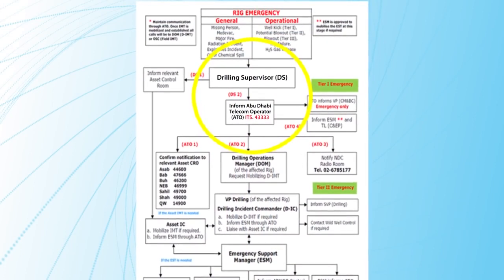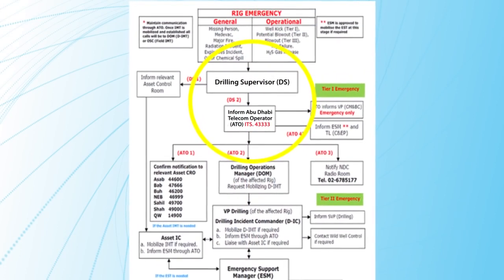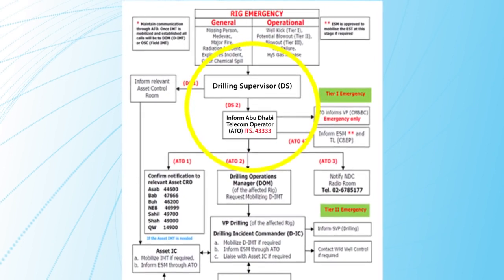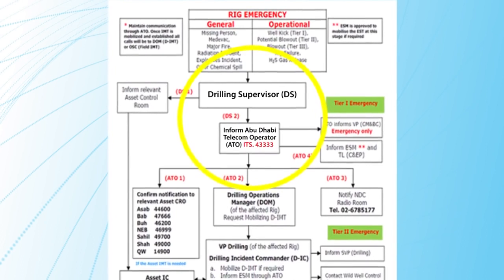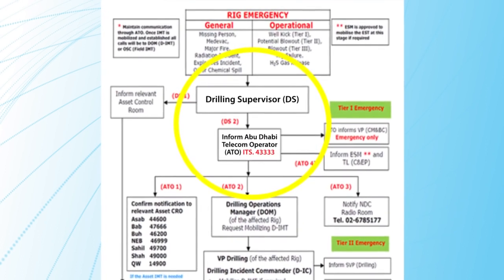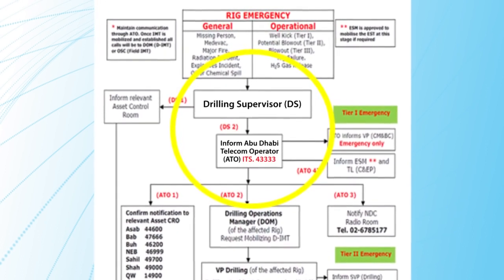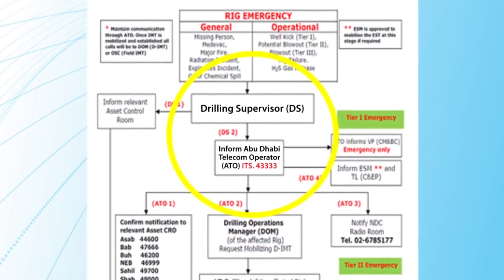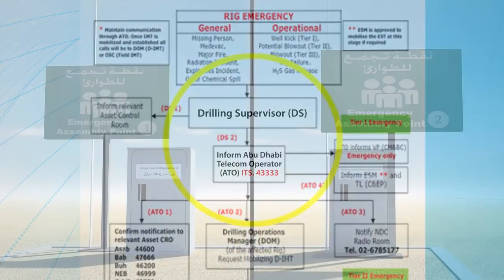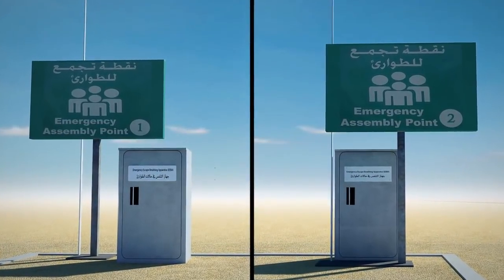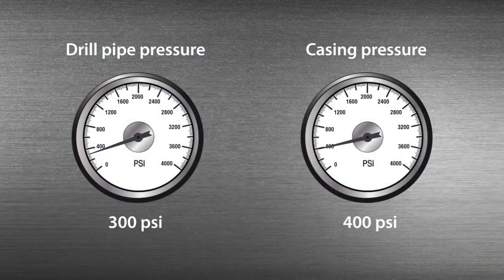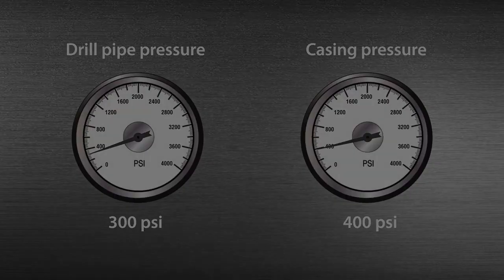Meanwhile, at the rig site, the on-scene commander, the ADCO drilling supervisor, will notify the Abu Dhabi telecom operator and the relevant asset's control room and raise emergency Tier 1, which activates appropriate emergency response teams. Unnecessary crew will be evacuated to the nearest assembly point. The next step will be to monitor the shut-in drill pipe and the shut-in casing pressure gauges.